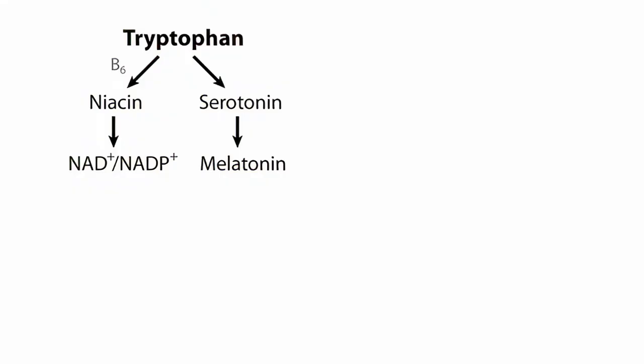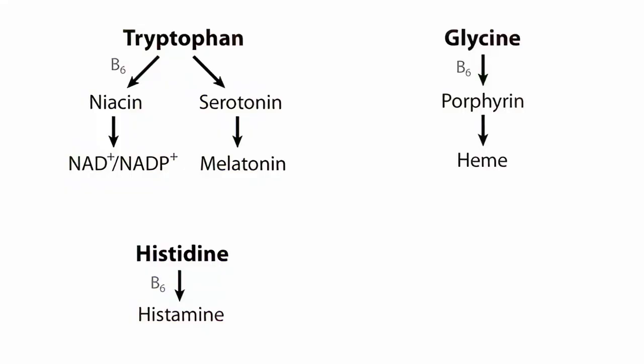Now, tryptophan is also essential for the generation of serotonin, which is a precursor to melatonin. And just as an aside, which gland makes melatonin? Remember, it's the pineal gland. Now, histidine is converted to histamine. Again, you need vitamin B6 for that as well. And then B6 is also needed for the conversion of glycine to porphyrin. And porphyrin is converted to heme. Now, the rate-limiting enzyme for heme synthesis is aminolevulinate synthase.